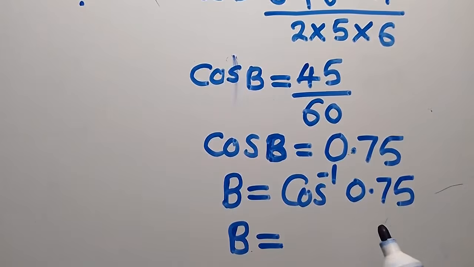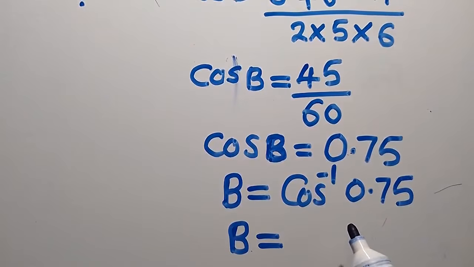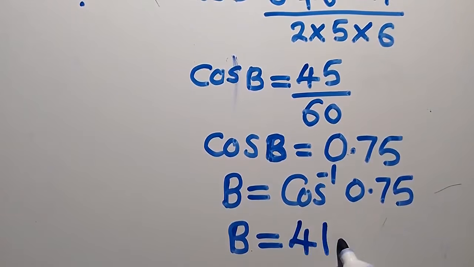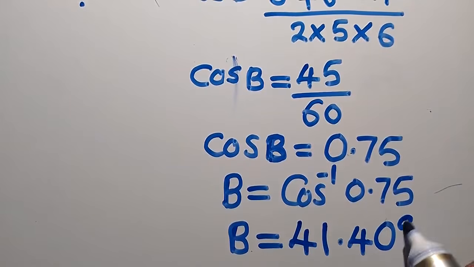Then you say 0.75. What is your answer? Your answer will be 41.40. This will be your answer. 0.9622. Just going like that.